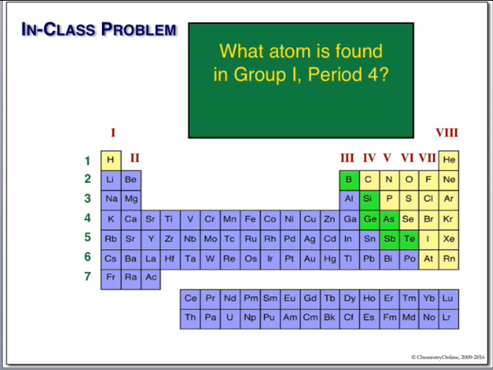If I ask you what atom was found in group 1, period 4, well, that's pretty simple. We find group 1. Go down to our 4th period. We're here with K. Remember what K is? One that you need to know. Potassium. K is potassium.